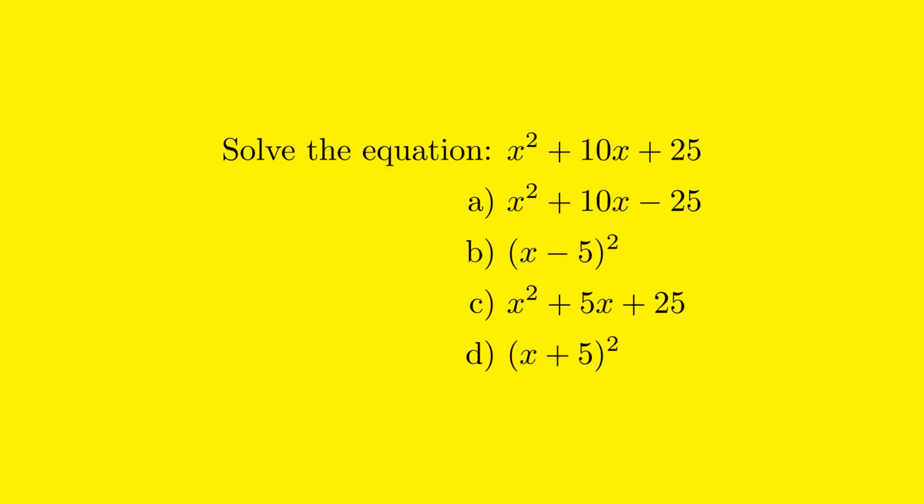In this video, we will be looking at the polynomial x squared plus 10x plus 25 and its possible solutions. The options are A, x squared plus 10x minus 25, B, x minus 5 squared, C, x squared plus 5x plus 25, and D, x plus 5 squared. Pause the video here and try to solve it for yourself.